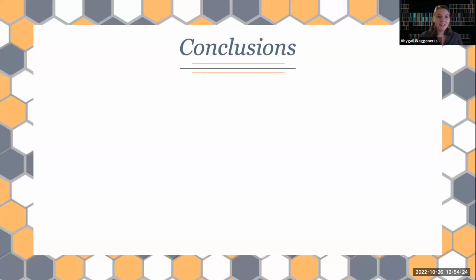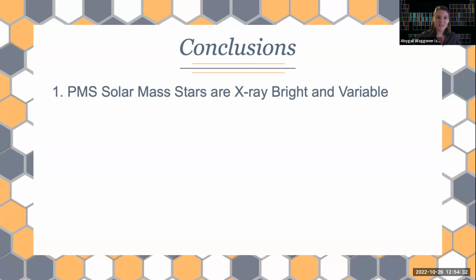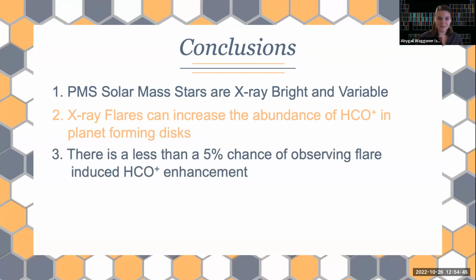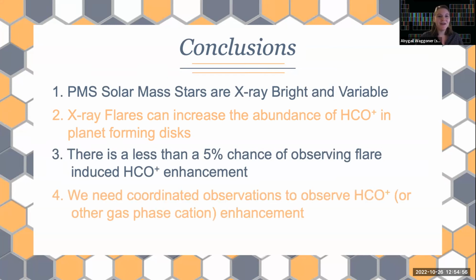Okay, so in conclusion, I know we covered a lot of material here, but our key takeaways are that pre-main sequence solar mass stars, or T-Tauri stars, are X-ray bright and variable. X-ray flares from these stars can increase the abundance of HCO+ in planet-forming disks, but there is a less than 5% chance of observing flare-induced HCO+ enhancement, meaning it's just very hard to do. So we need coordinated observations in order to detect this enhancement.